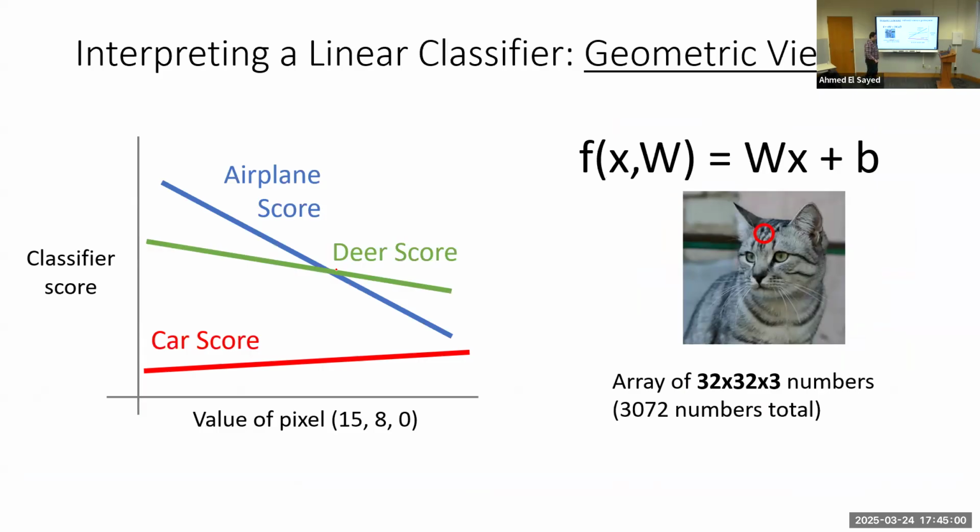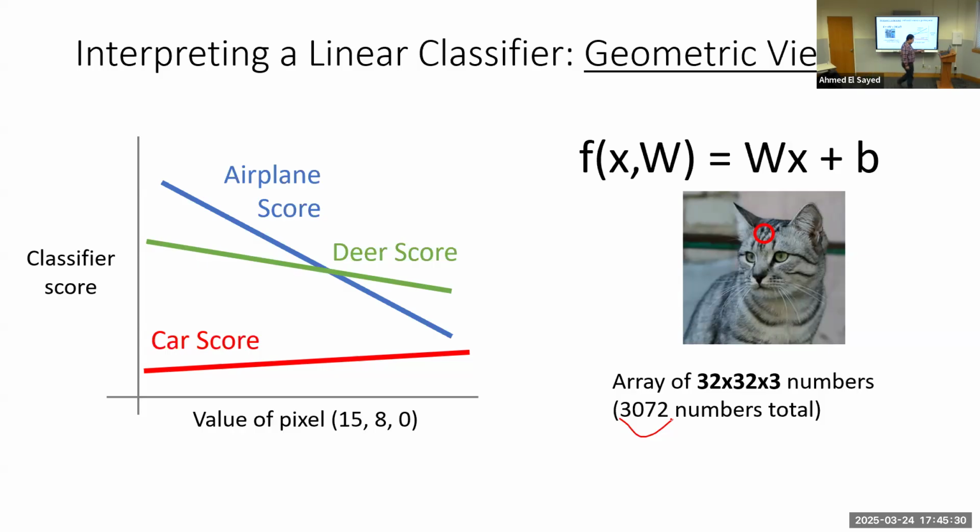To understand the third one, let's start with one pixel only from the image. This image has 3072 pixels. I will choose only one. For this one pixel, I will calculate the classification score for three classes: the car, the deer, and the airplane. Again, I have 10 classes here, not only 3.